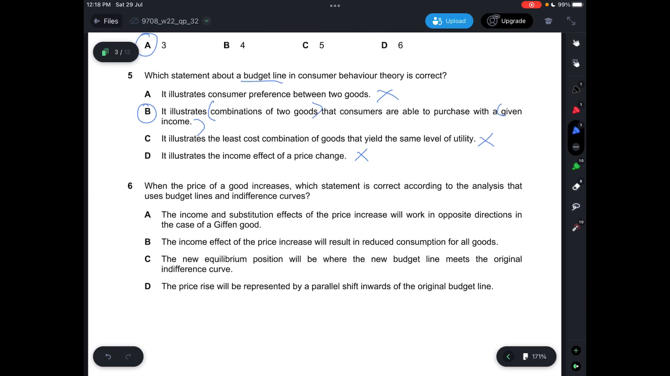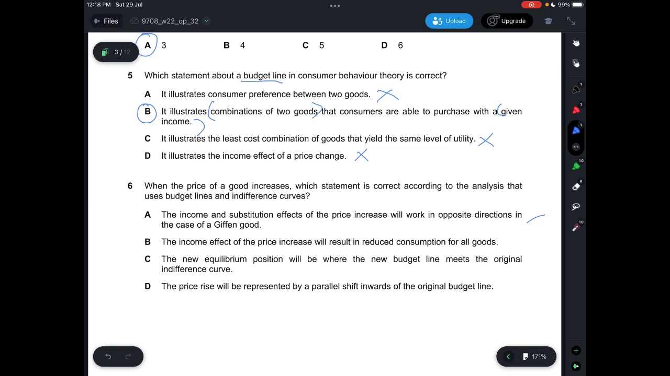Okay, so for question 6, when the price of a good increases, which statement is correct according to the analysis that uses budget lines and indifference curves? Okay, let's look at the four options. A says the income and substitution effects of the price increase will work in opposite directions in the case of a Giffen good. The reason why this is correct is because even though Giffen goods are inferior in nature, people would end up buying more of them, because Giffen goods are goods that people have to survive on even though they're inferior. Probably they bring disadvantages, but at the same time they actually bring advantages during emergency situations.